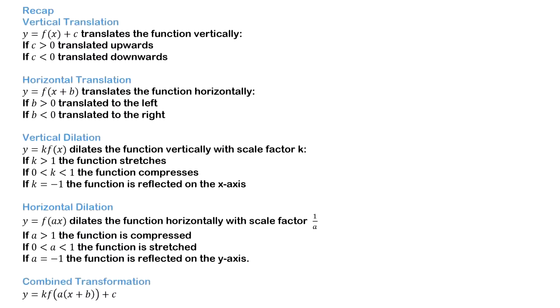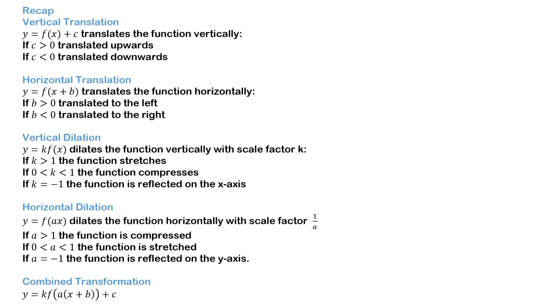To end the video, we're going to do a quick recap. Remember, vertical translations are your c value. If it's greater than 0, you're going up. If it's less than 0, you're going down. We have horizontal translations, which is your b value. If b is greater than 0, you're moving to the left. If it's less than 0, you're moving to the right.